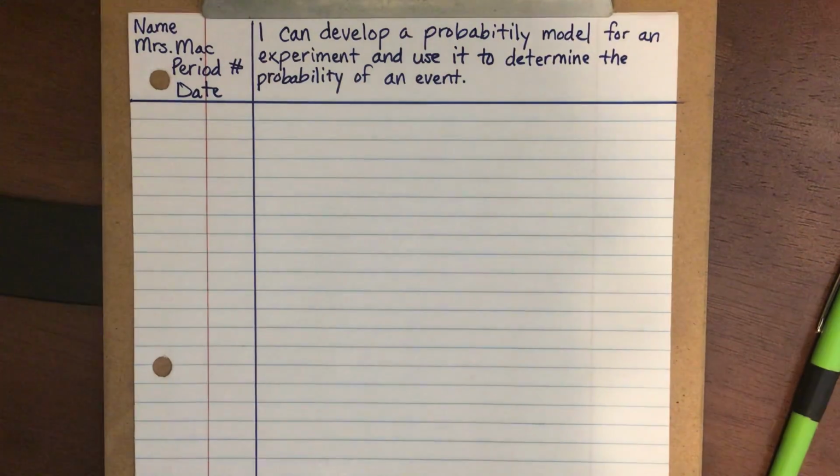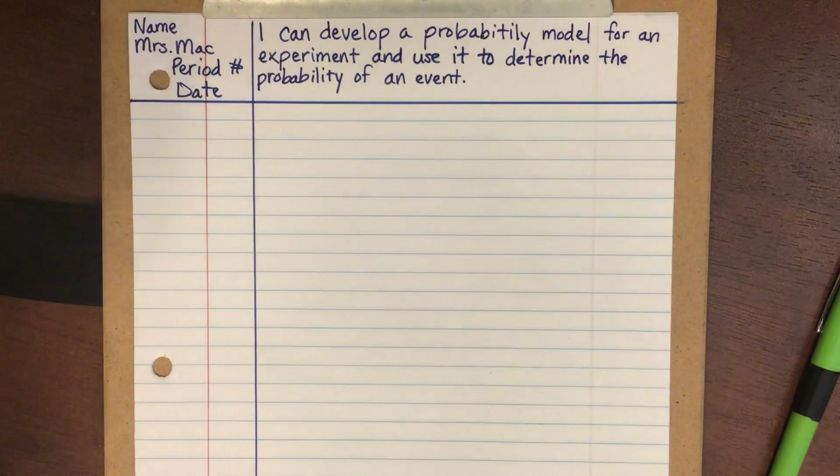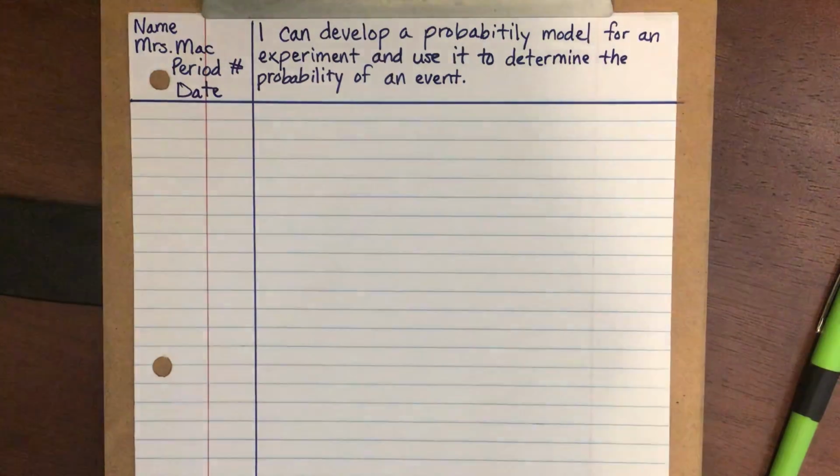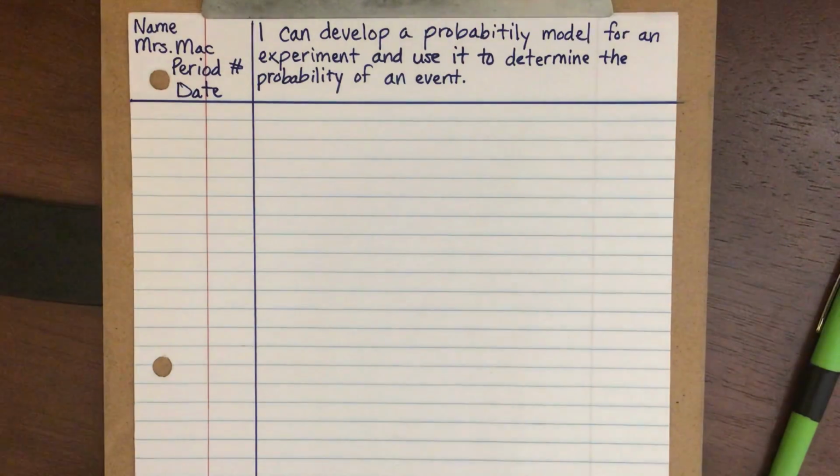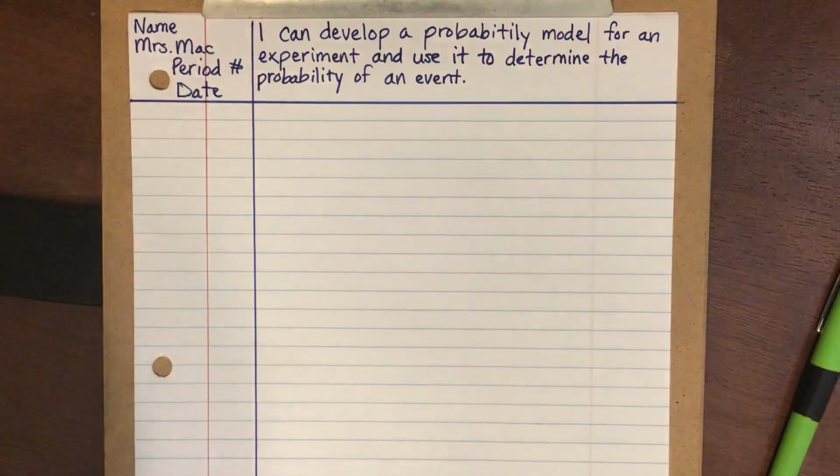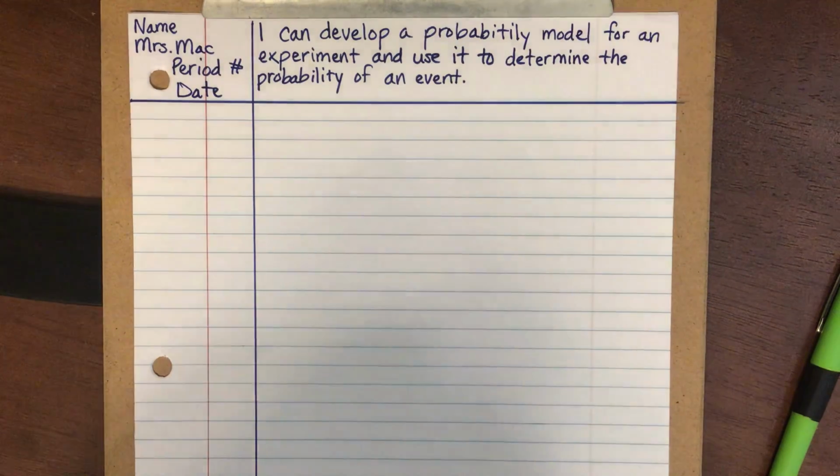Today we're going to be developing probability models for an experiment, and we're going to use them to determine the probability of an event. So if you haven't already, pause this video and get your note page all set up, and then we'll get started. All right, let's go ahead and get started.